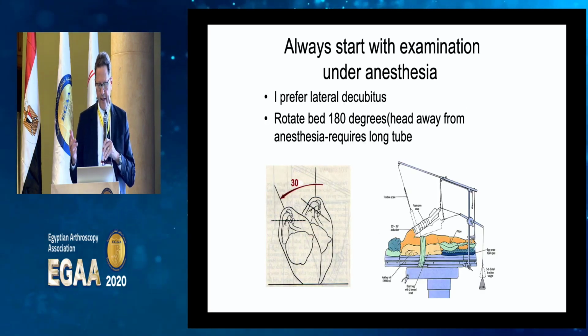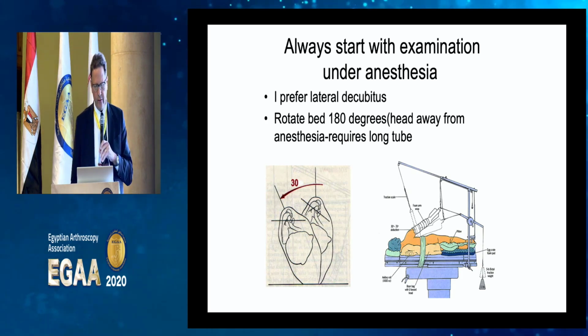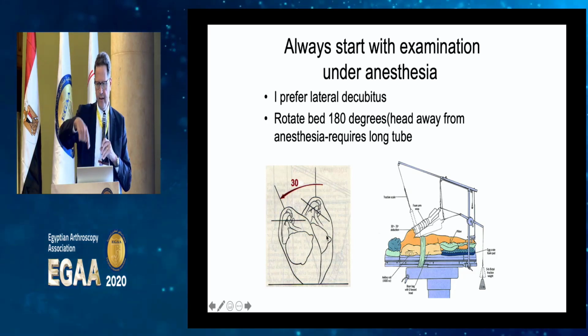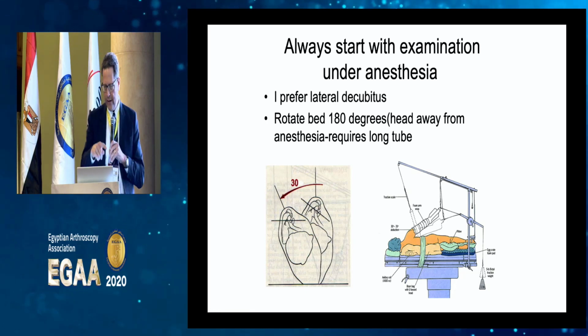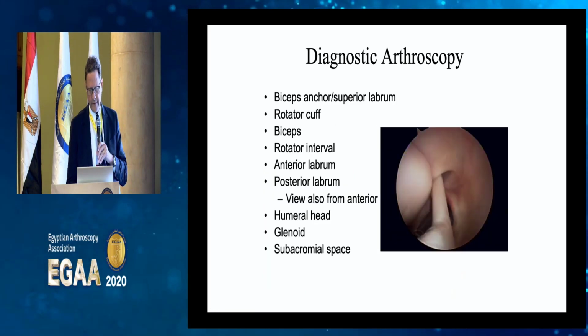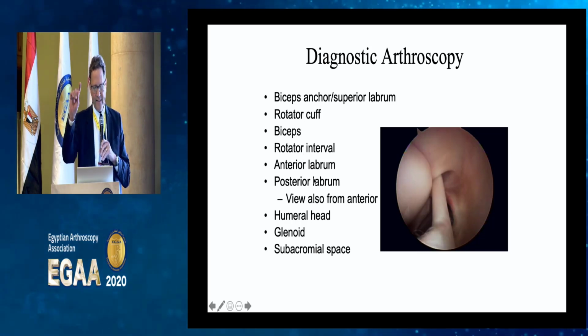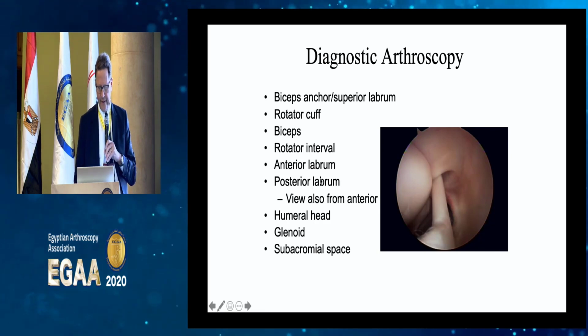I always start with examination under anesthesia, as Dr. Hunter talked about. For labral surgery, I prefer lateral decubitus, rotating the head so the patient is back about 30 degrees and leaving the head undraped so I can rotate around the front of the shoulder. Always start with a diagnostic arthroscopy, and then do it the same way every time. So you start with the labrum, the anchor, the rotator cuff, the biceps, the rotator interval, labrum. Do it the same way every time so you don't miss anything.